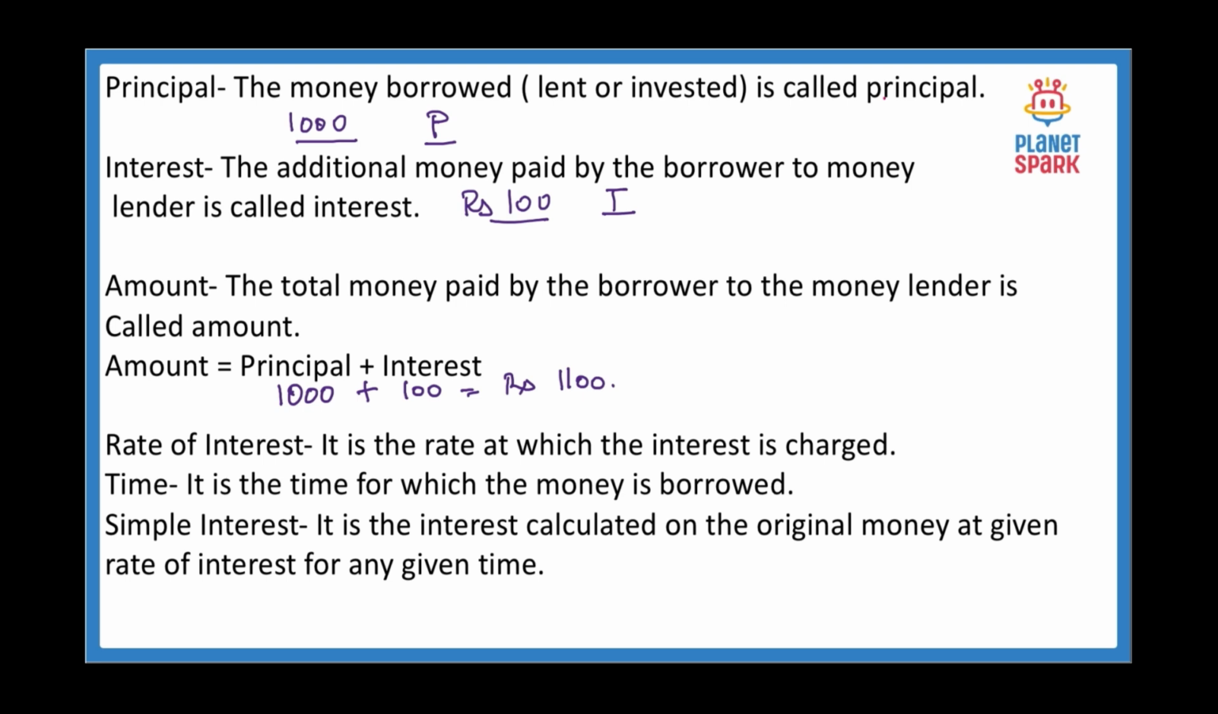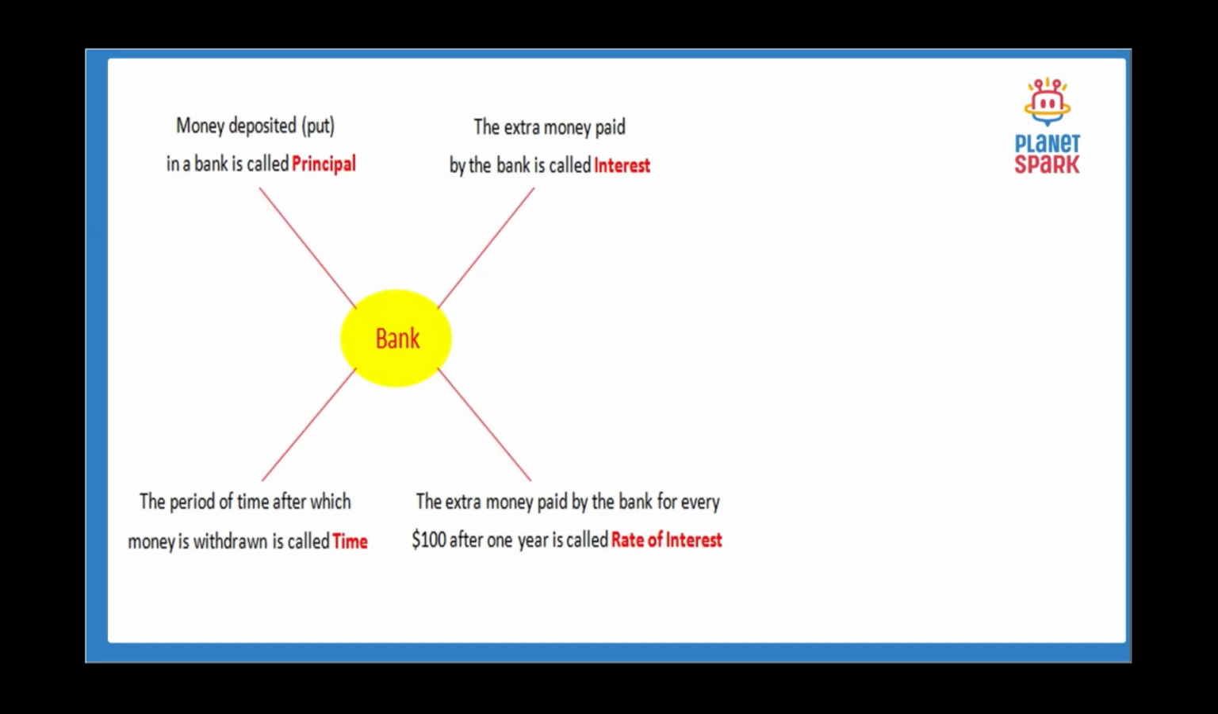Let's understand this concept further. Money deposited or put in a bank is called the principal amount. The period for which the money is being deposited is called time. The extra money paid by the bank on the principal amount is called rate of interest, and the extra money paid by the bank is called interest.